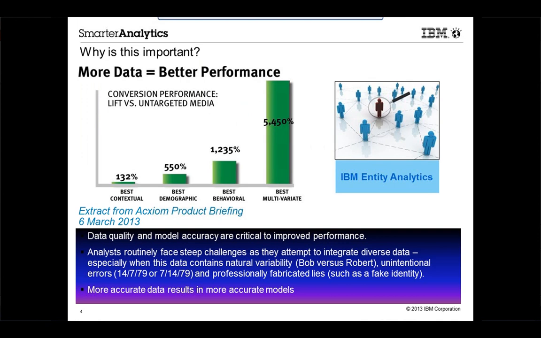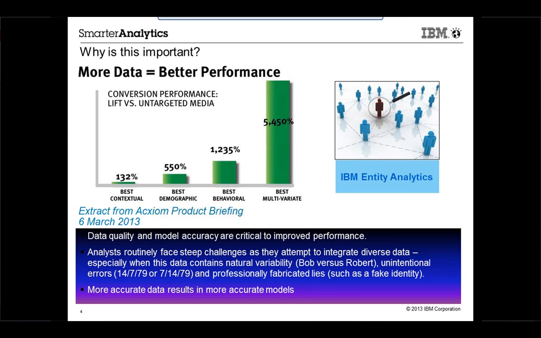And analysts routinely face steep challenges as they attempt to integrate diverse data, especially when this data contains natural variability of the Bob versus Robert type, unintentional errors such as getting the format of your date of birth wrong, as well as professionally fabricated lies, such as a fake identity. The fact is that more accurate data simply results in more accurate models.